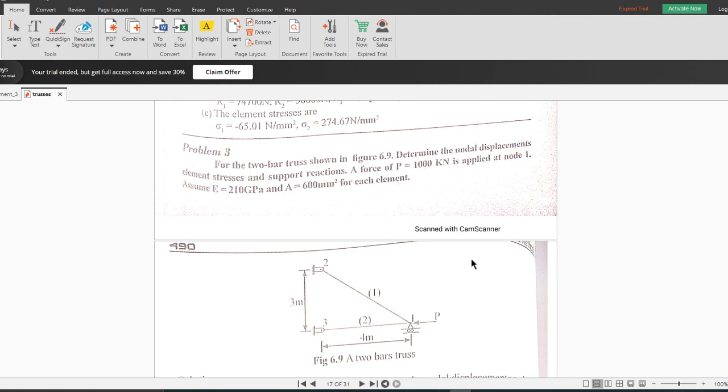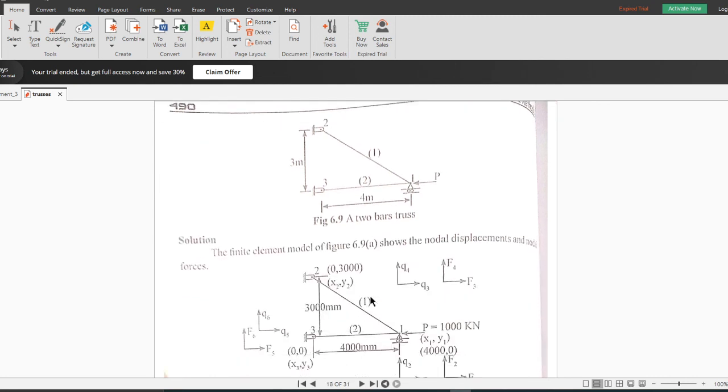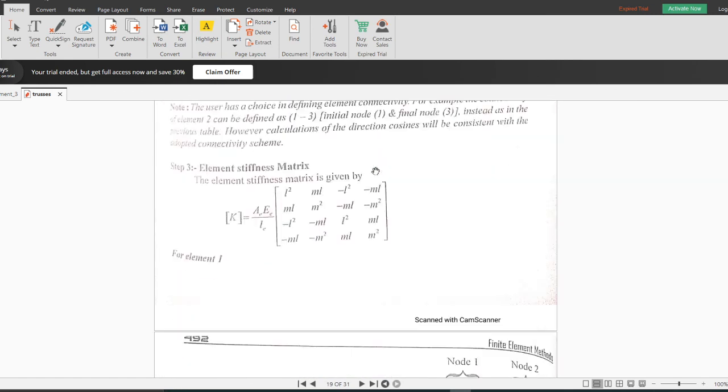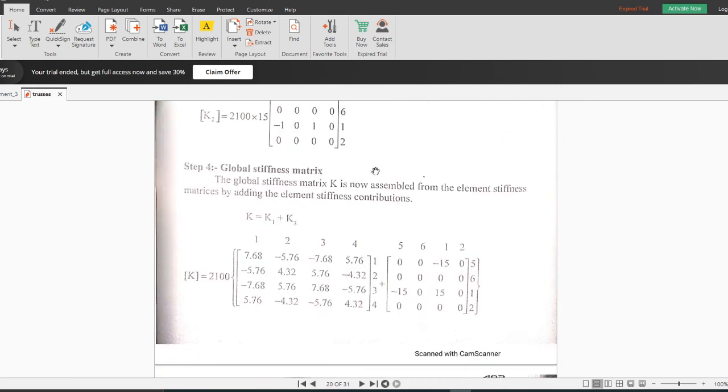Three elements? How many elements are here? How many bars are here? Only 2. Okay, therefore the problem becomes very easy, no? Only 2 elements. 2 elements means 2 stiffness matrices. You'll get K1, K2. How many degrees of freedom? 4. So you'll get a 4 cross 4 matrix. So the size of the matrix is 4 cross 4. That's all. Easy, no?